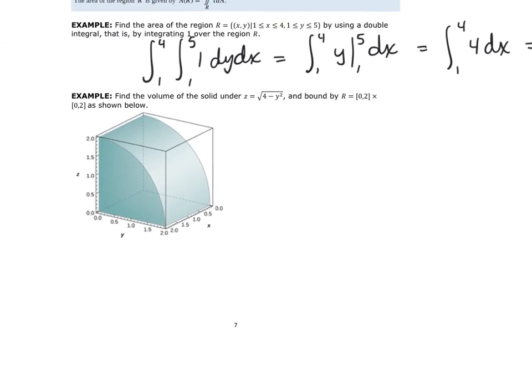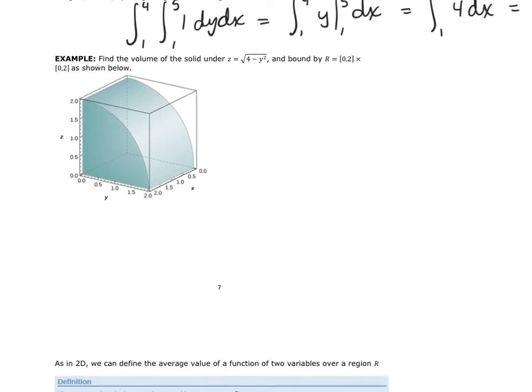Okay. Let's take a look at the volume. So we can also do this with volume. For this one, we're going to look at the volume of the solid underneath this z value, and bound by my x going from 0 to 2 and my y going from 0 to 2 as well. So what they're asking me to do is to integrate this from 0 to 2 and 0 to 2, the square root of 4 minus y squared.